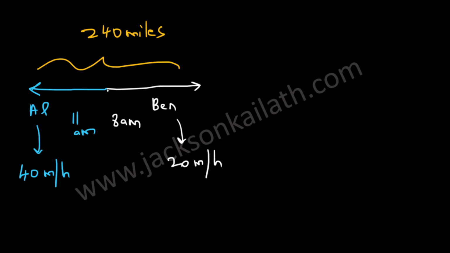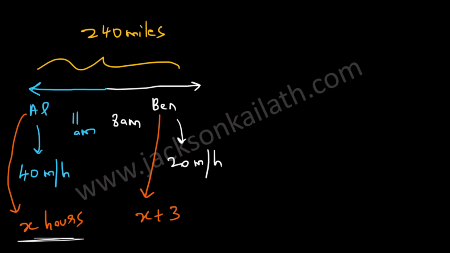Now let's say at that particular time, when the distance between them was computed, Al traveled for x hours. So that means starting at 11 a.m. he traveled for x hours. So by that time, Ben would have traveled x plus 3 hours, right? Because up to 11 a.m. Ben already traveled 3 hours because he started at 8 a.m. So by 11 a.m. Ben would have traveled 3 hours and then together they were traveling for x hours. So the total time Ben was traveling was x plus 3 hours.